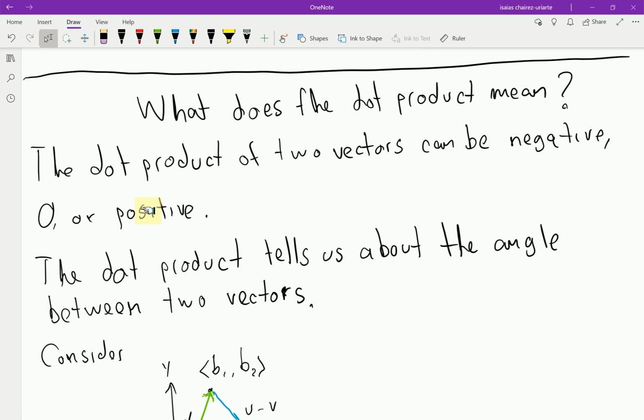Well, what does it mean to be negative? What does it mean to be 0? What does it mean to be positive? Okay, well, the dot product tells us about the angle between the vectors. So that's kind of nice. Now we have a tool to determine an angle between two vectors. That's what the dot product is good for.